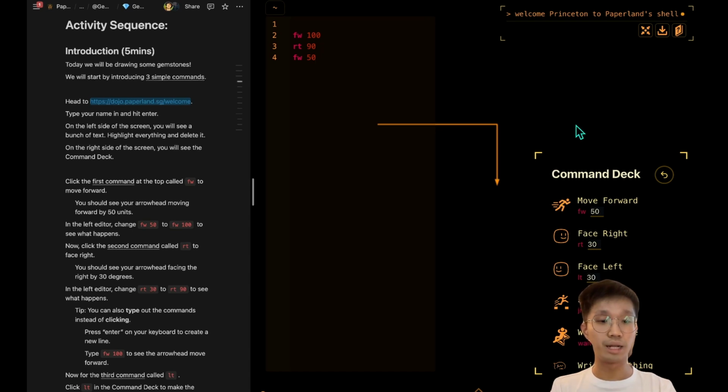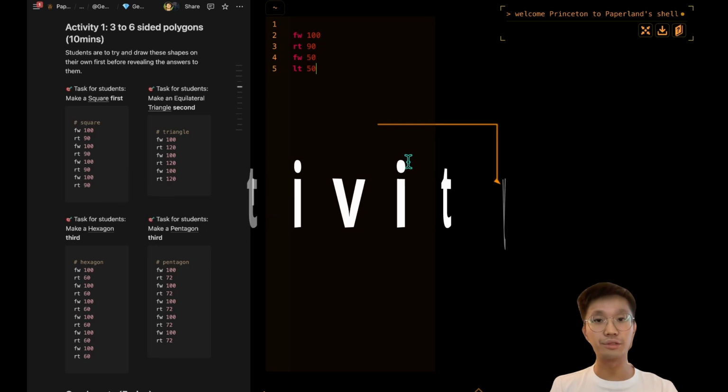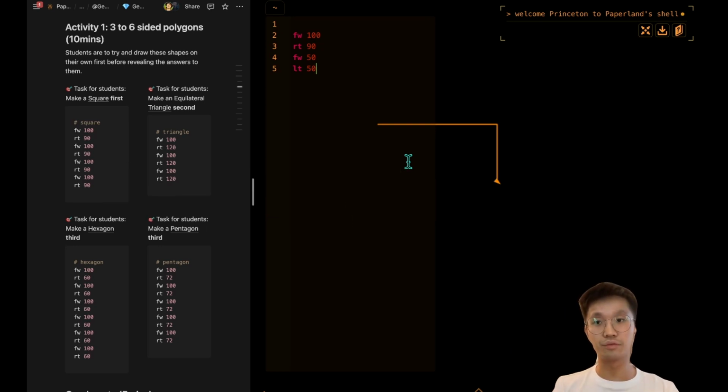So that's 2 commands. The third command you'll learn is face left. So if I click face left, you will notice that it turned left by 30 degrees. So that's all the 3 commands you need for activity 1. For activity 1, students are to use these 3 commands to form a square, triangle, hexagon, and pentagon.